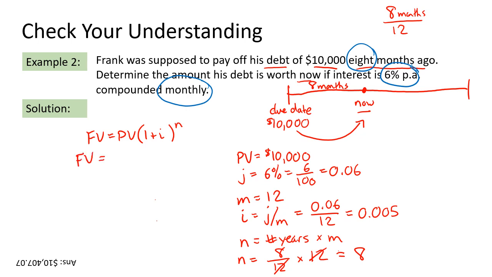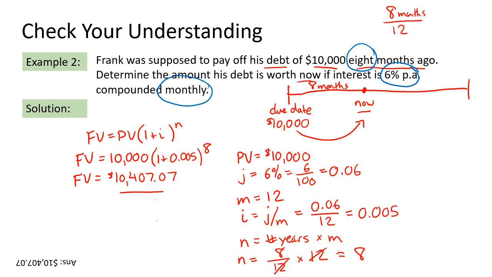So our future value is equal to our present value, and that's the value we know in the question, which is the value when the debt was due, $10,000. That's multiplied by 1 plus our periodic interest rate, 0.005, and that's all raised to the exponent 8, right? Total number of compounding periods. If you calculate that out, you get a future value of $10,407.07. And again, I go back to what I said at the start of the question.